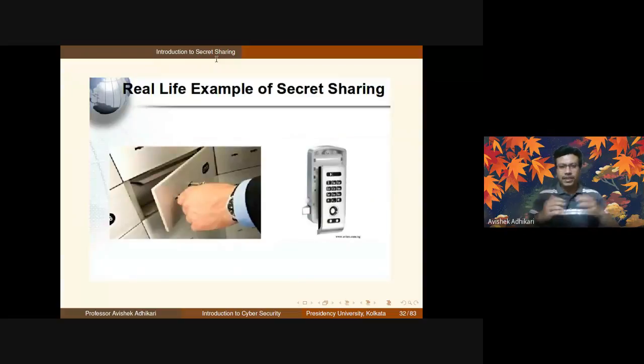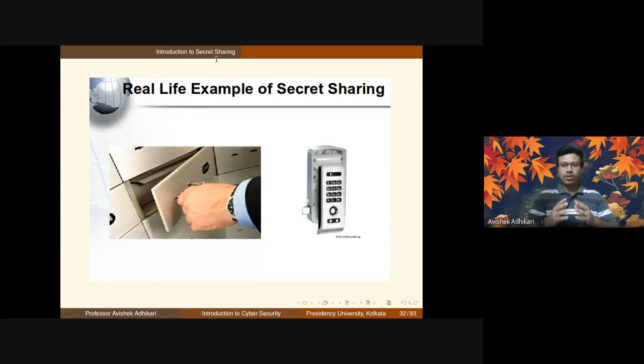You might have seen the application of this threshold scheme or secret sharing scheme while opening a bank locker. Usually when we go to a bank to open the locker, there are 2 keys for opening that locker. One key stays with the customer and one key is with the bank management. When you go to open the locker, somebody from the bank accompanies you. Both keys are used. If both keys match, only then the locker is opened.